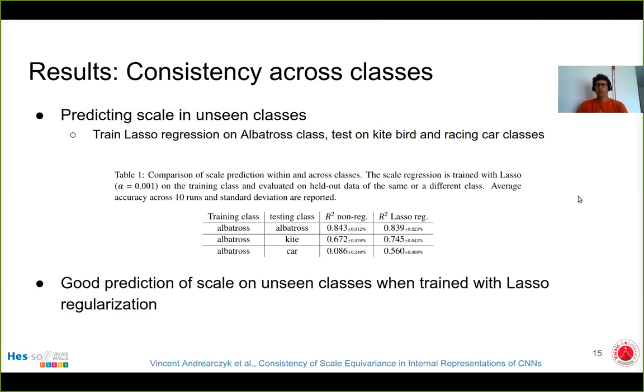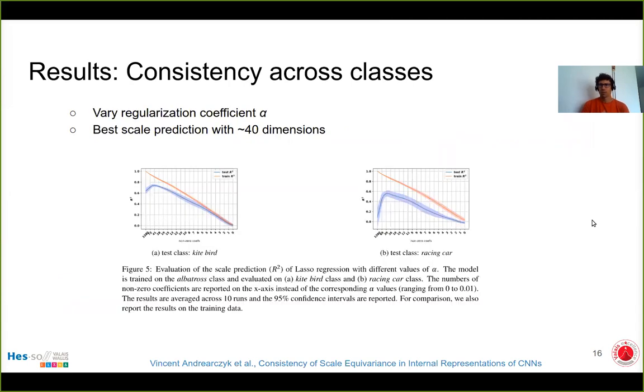We find a relatively good prediction of scale on unseen classes when trained with lasso regularization. This suggests that the scale information is encoded in a similar way, regardless of the type of input image. For more details, if we vary the regularization coefficient, as we did in the previous experiments, we see that the best regression of scale on images of unseen classes is obtained with approximately 40 dimensions.